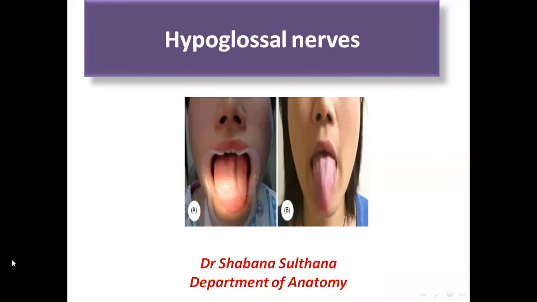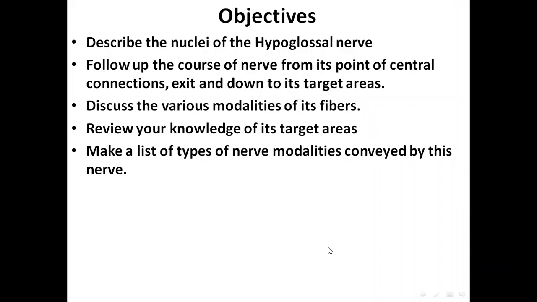Good morning, dear students. We are going to discuss the 12th cranial nerve, that is hypoglossal nerve. Generally, like any other nerve, we will see where the nucleus of the hypoglossal nerve is situated. We will see the course of the nerve. We will see the central connection from where it is coming out and what are the target areas where it is supplying. We will see its various fibers, and we have already studied a few things with tongue, anatomy of tongue. So let us review your knowledge also to its target areas.